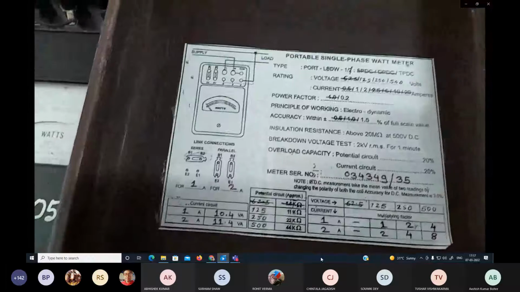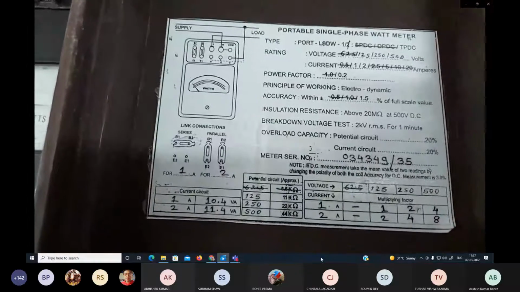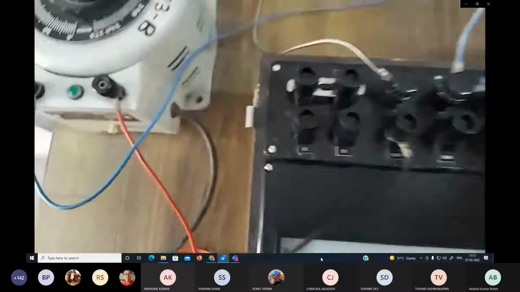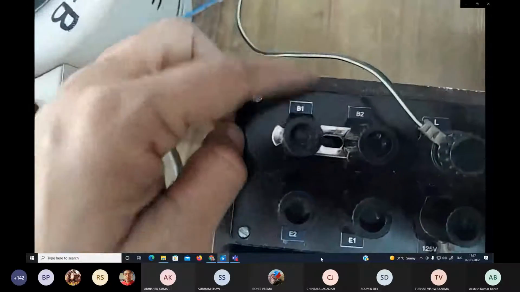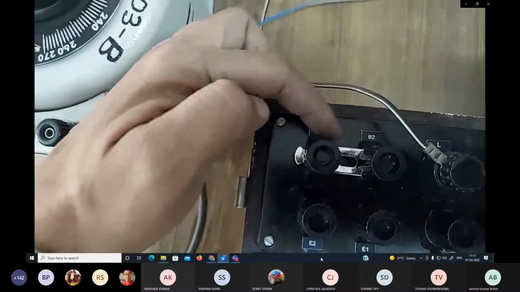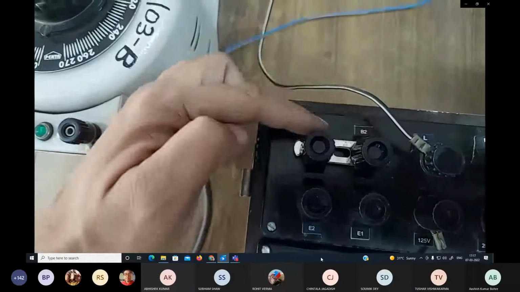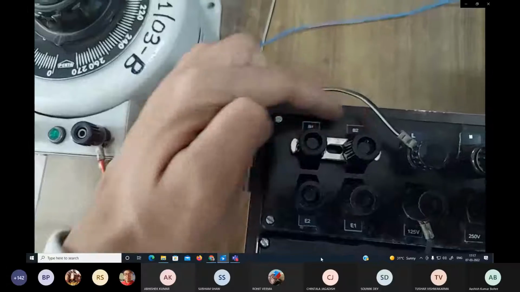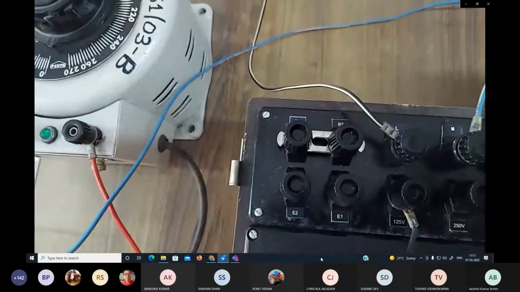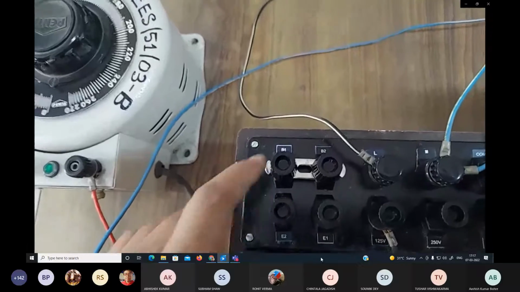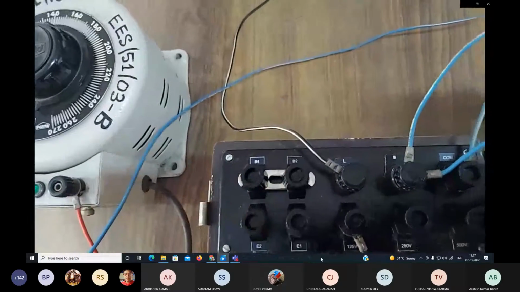Here you see the nameplate of the voltmeter, and we have to see what connection we have made. If V1 V2 is connected, here you see one strip is connected between V1 and V2, it means the internal connection is V1 V2. So this will decide the current rating. If E1 E2 is connected, then another range is there. If V1 V2 is connected, then another range is there.